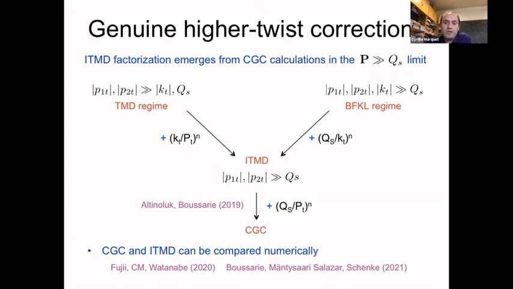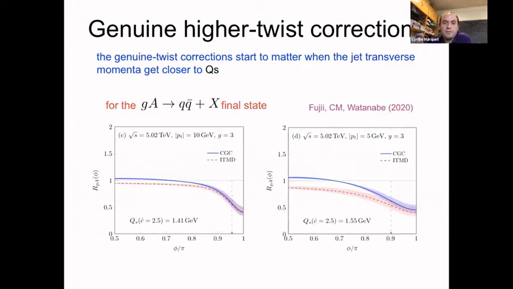So it's perfectly suited to study forward dijets. Now, one can also try to compare them numerically to see the magnitude of the error that we make when we don't use CGC but use ITMD instead. We did this last year in the context of pA collisions for dijets, and there was a recent paper a couple of weeks ago from the Brookhaven group where they also looked at this for dijets in DIS. I'll show you a couple of results that we obtained.